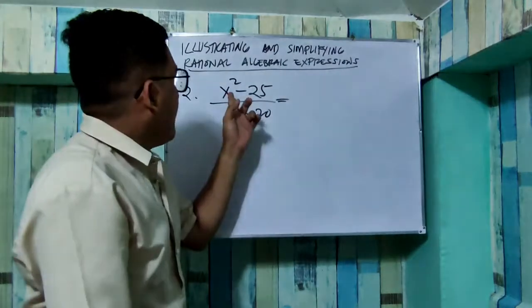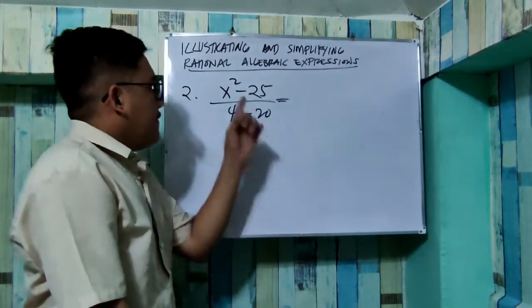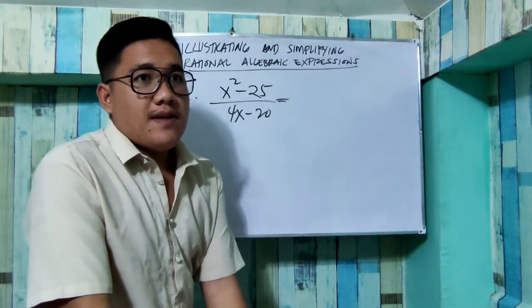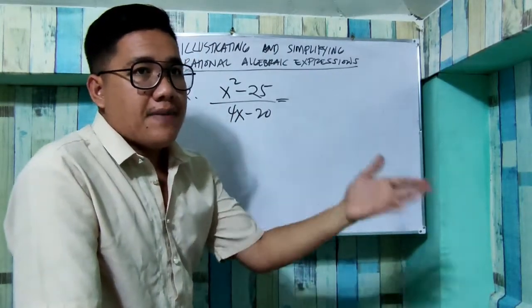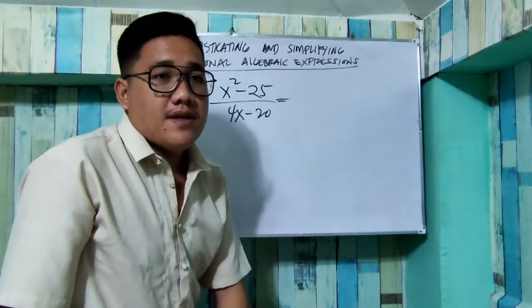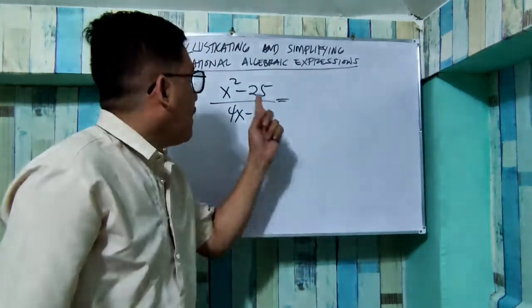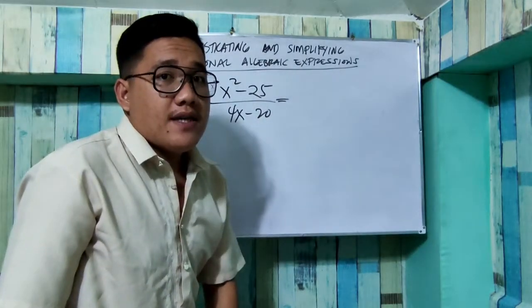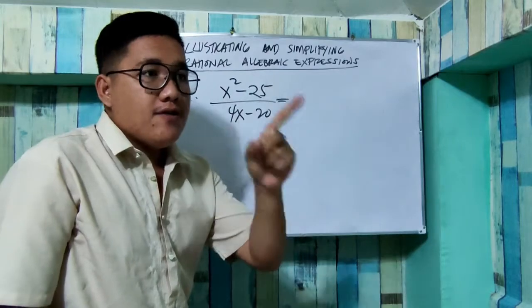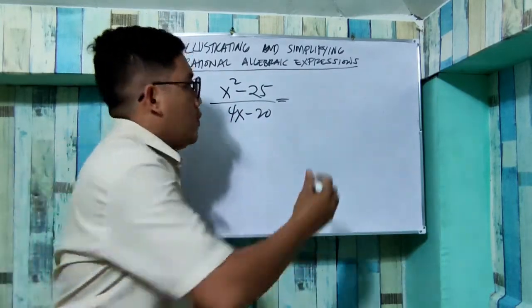Okay, factor natin yung x squared minus 25. Since negative ang ating c or the constant term, meaning to say, ang factor natin ay isang positive, isang negative. And since wala siyang linear term, meaning to say 0, mag-iisip ka ng factor ng 25 na pwedeng maging 0, which is 5 and 5. Why? 5 minus 5, that is 0.